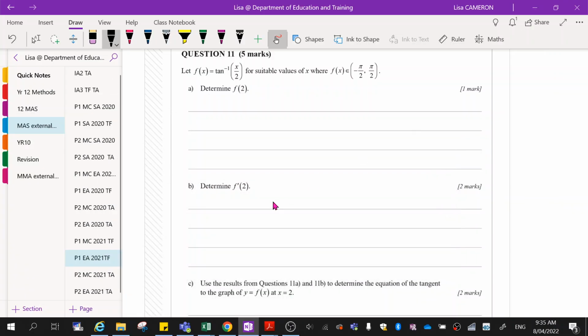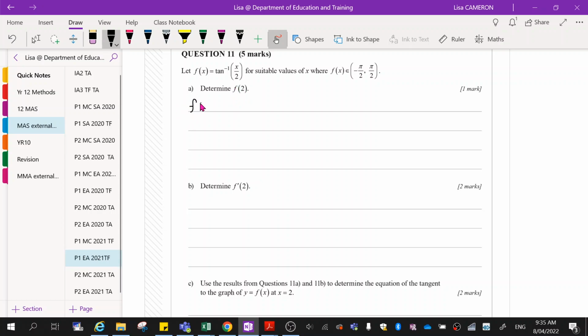Okay, so first question we're going to start off with is arc functions. So here we've got the inverse tan of x over 2 for suitable values between this domain. Remember that arc functions have a restricted domain because they're really just that function flipped on its side. So first thing we're going to do, this isn't asking us to do anything special. We're just going to substitute x in as 2.